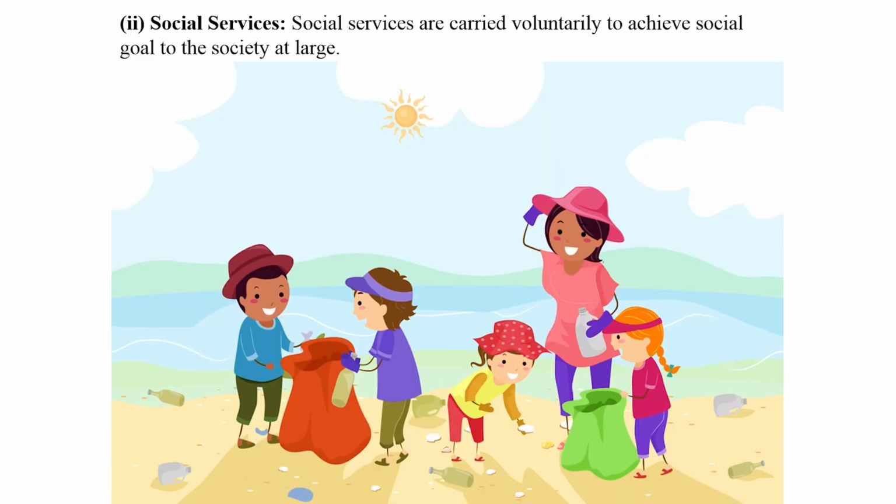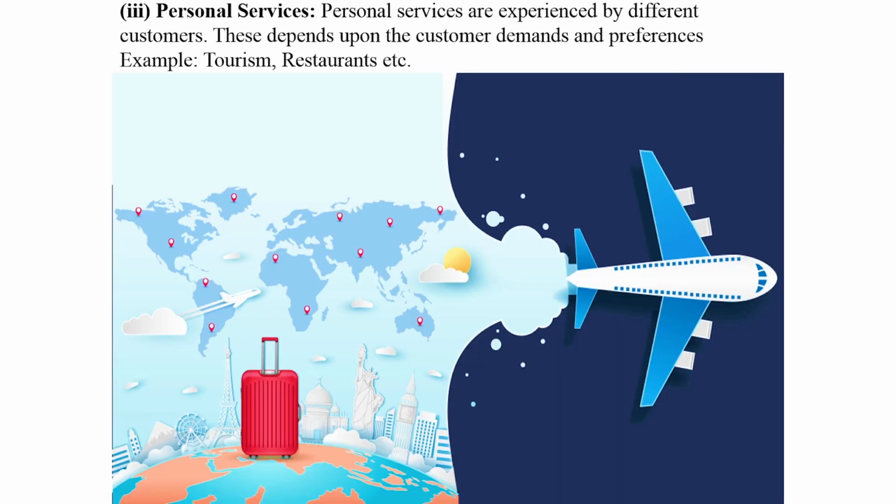Moving on to the next one, social services. Social services is voluntary involvement in social activities. That's called social services. And personal services can be experienced by the consumer. Tourism is the best example of personal services. Everybody has their own dream place, so they may like to visit one place and they may not like to visit another place. So here personal services depend on personal experience or expectation. So these are the three types of services.